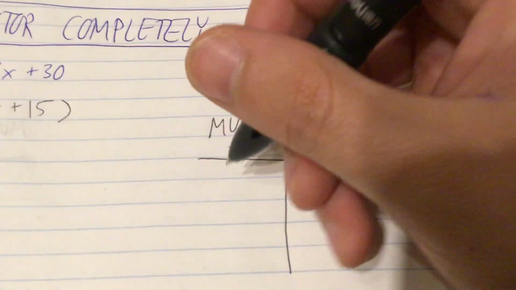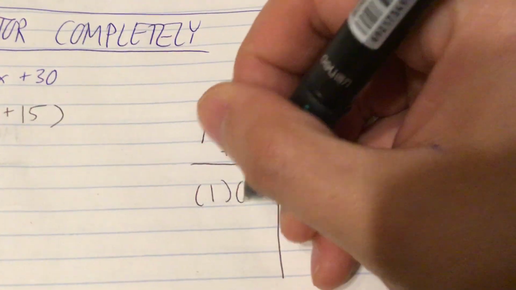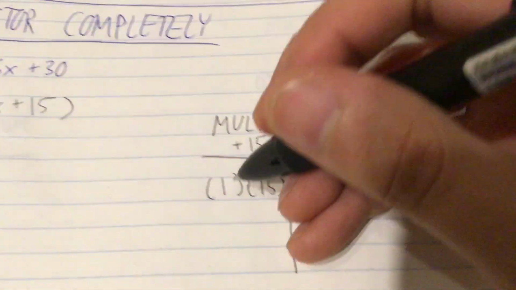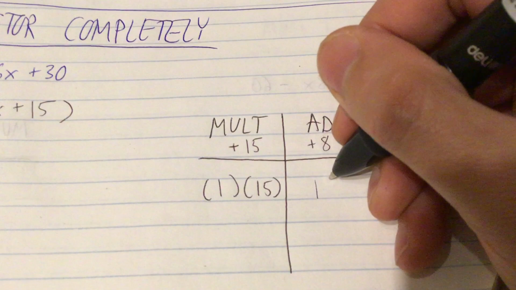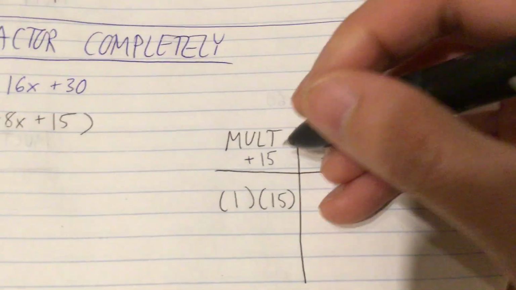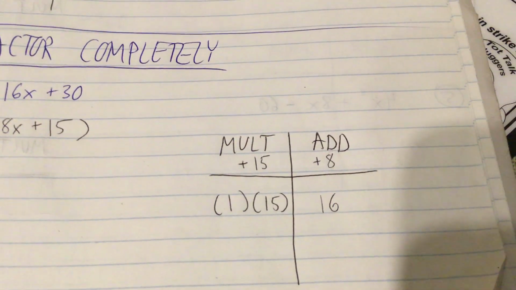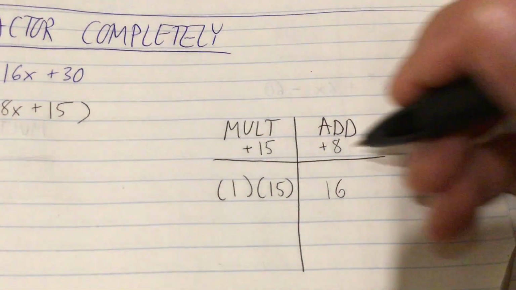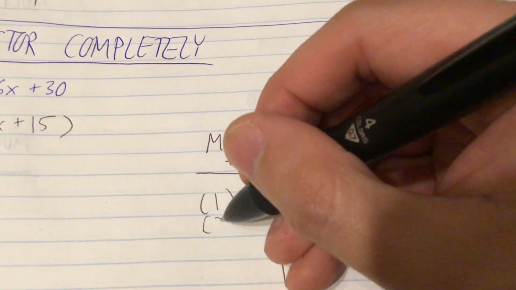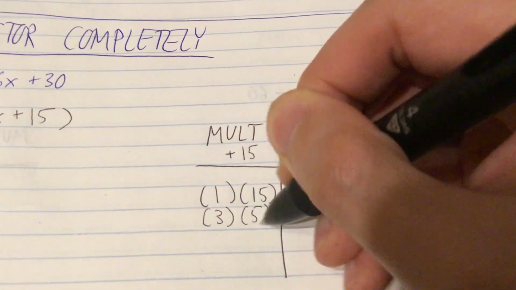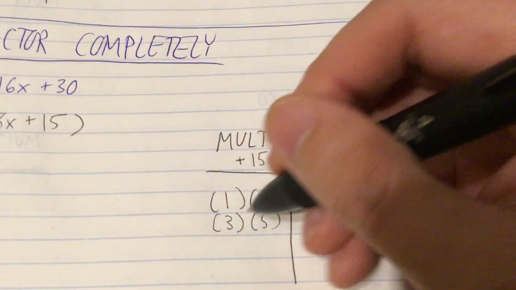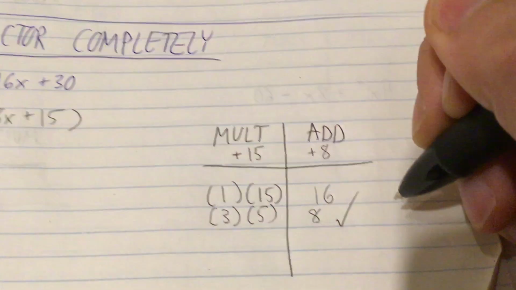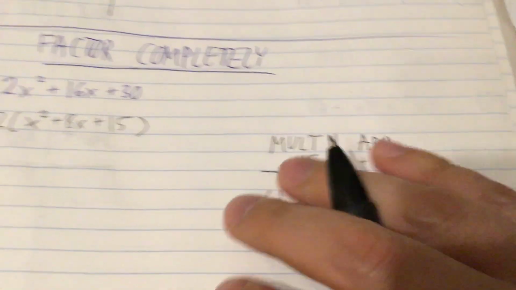So let's get right to the table. Positive 1, positive 15. 1 times 15 is 15. 1 plus 15 is 16, so that's not going to work. 15 divided by 2 is going to be a decimal, so we don't even care about that. But 3 goes into 15 5 times. So let's try 3 times 5. 3 times 5 is 15. 3 plus 5 is 8. We have a winner. So 3 and 5 are the winning team.